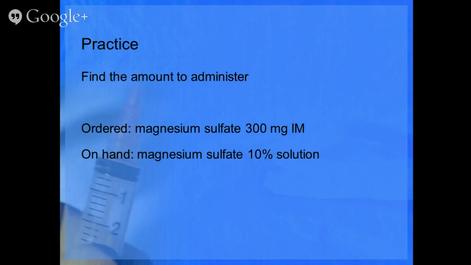That's where the gram comes from, because when you look at a ratio, it means 1 gram per ml.